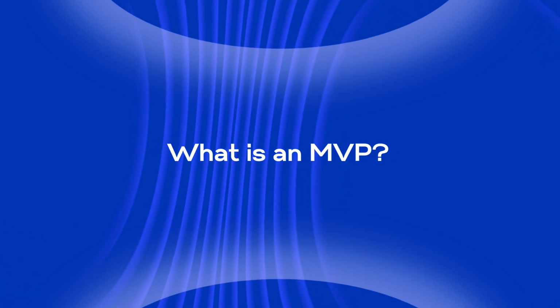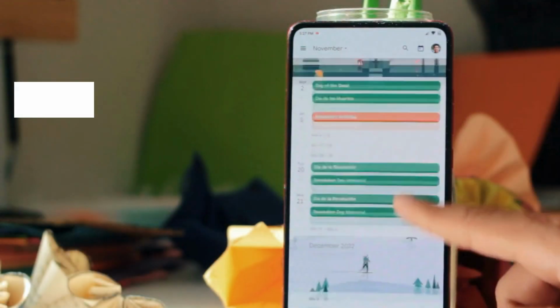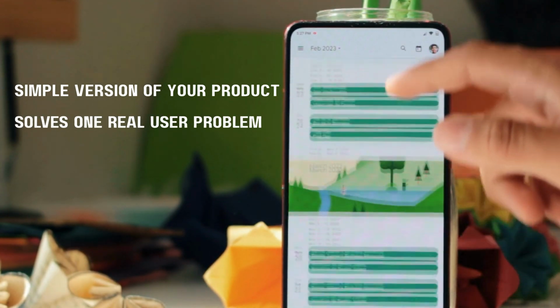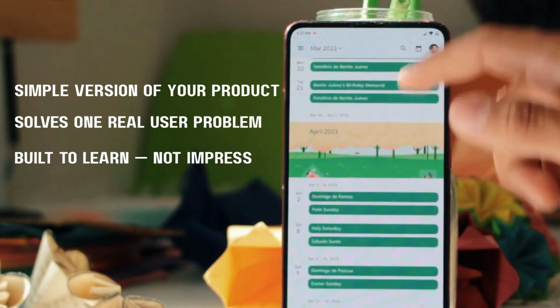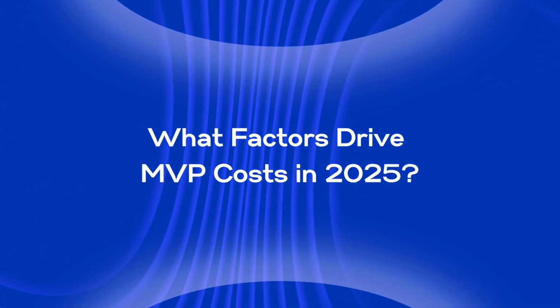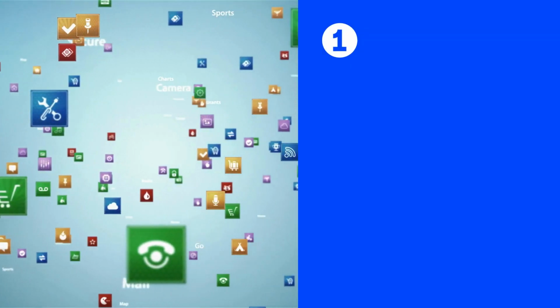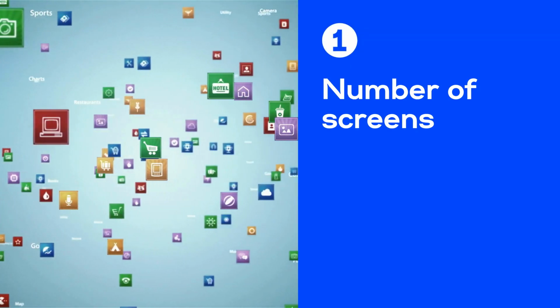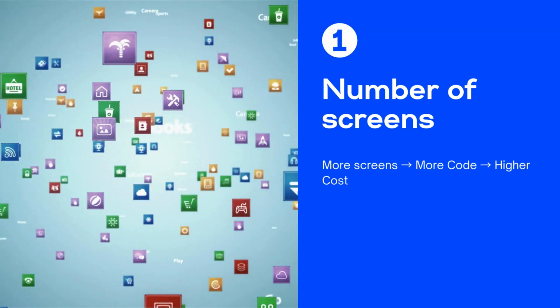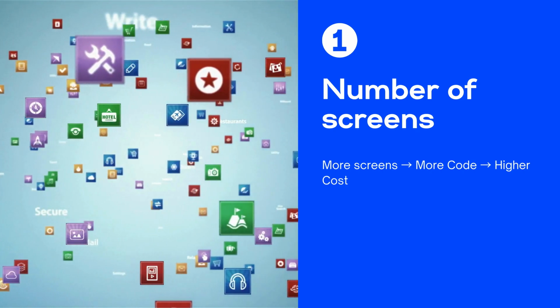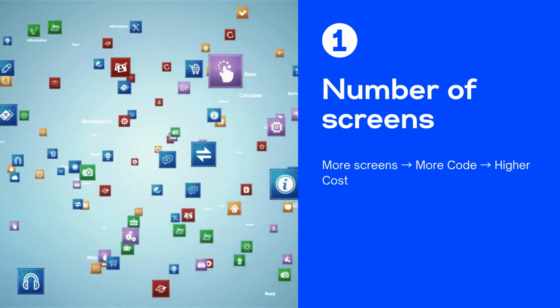Your MVP, or minimum viable product, is a simplified version of your product that solves one real user problem. It's not your final product. It's your learning tool. So, what actually drives the cost of your MVP? Let's break it down. First, the number of screens. More screens mean more design, more code, and more back-end work. A 5-screen app is going to be way cheaper than something with 15.